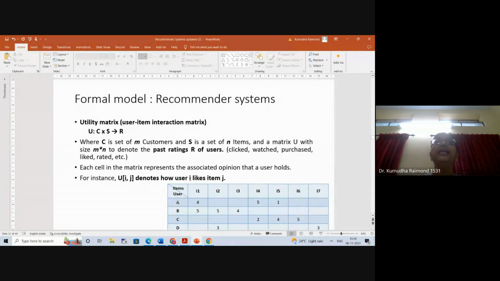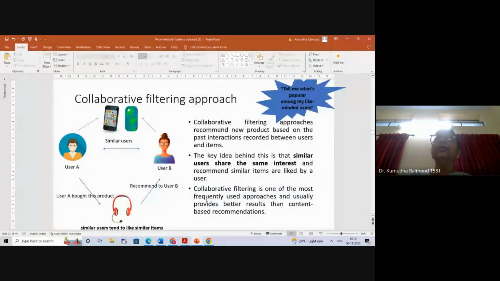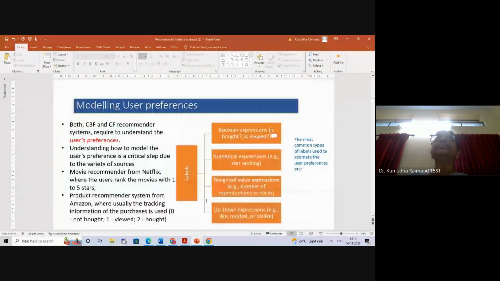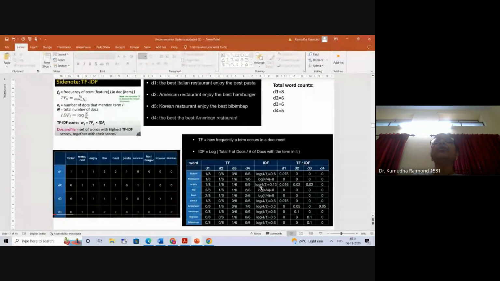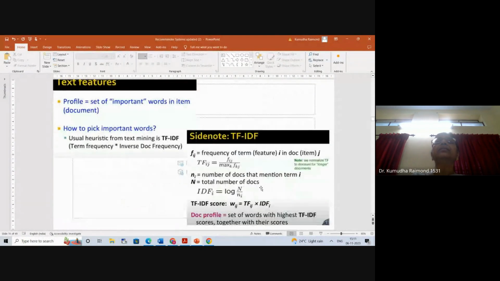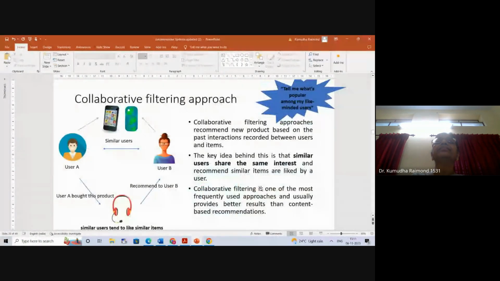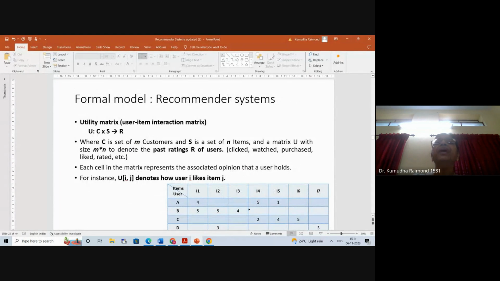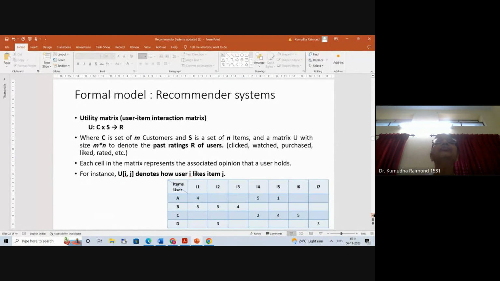For example, for user A, how much he has liked, based on the one that I showed you before, maybe based on the ratings, based on the weights. If you remember, you see here, based on the Boolean expression, the numerical expression, the weighted value, or the up down expressions, number of clicks, number of likes and dislikes, based on which this column needs to be filled in. It is called a utility matrix.